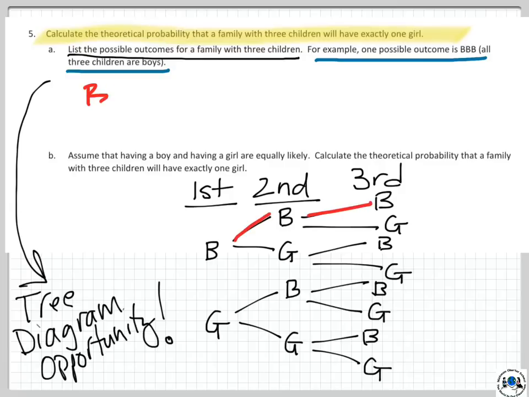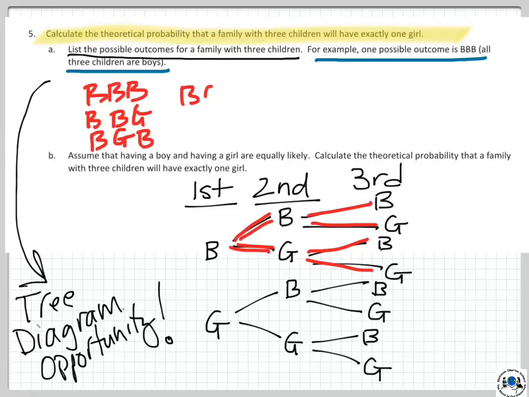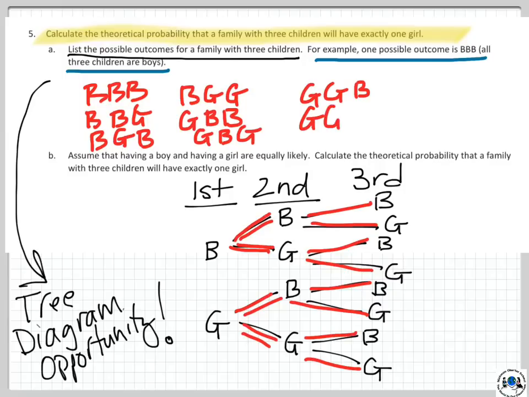Now all I have to do is follow my branches: BBB, BBG, BGB, BGG, GBB, GBG, GGB, and GGG. There you can see we have 8 different possibilities. You may have remembered this, and maybe you actually peeked back in your binder, because yes, we have done this before, and there are 8 different possible outcomes for a family with 3 children. Okay, so I'm going to go ahead and erase all this and come on back.